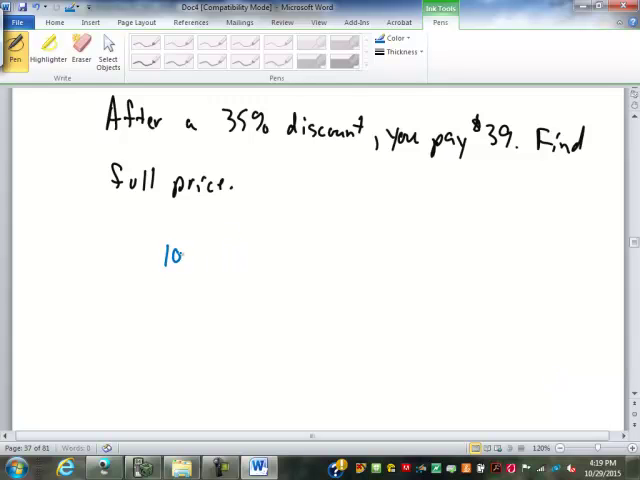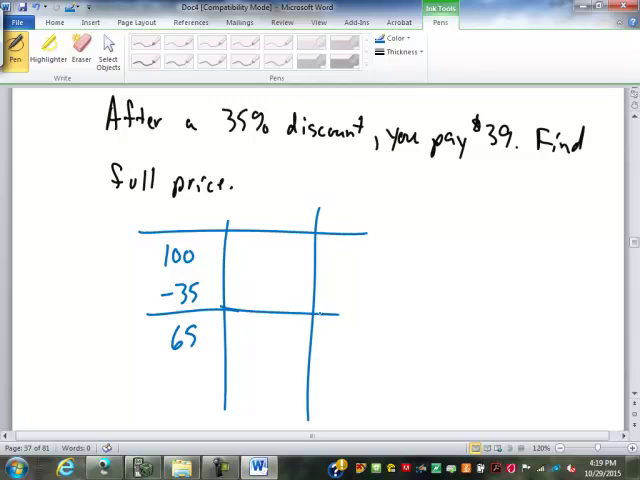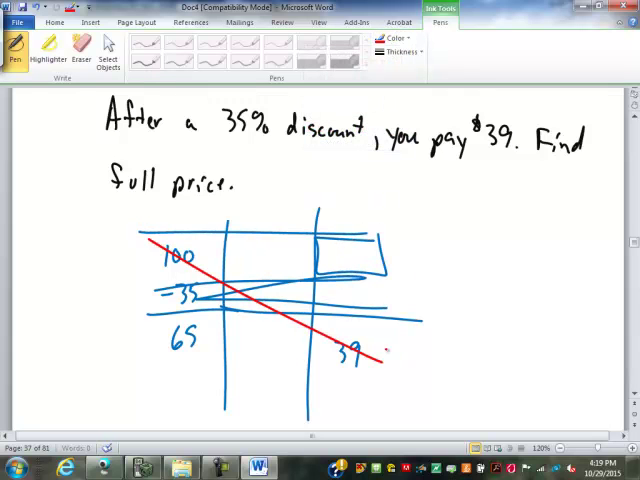So we have 100% minus 35% is 65%. I'm skipping the words in here. On the other side, $39 goes here. And we're looking for the top one. So 100 times 39 divided by 65 is $60. How many of you had 60?